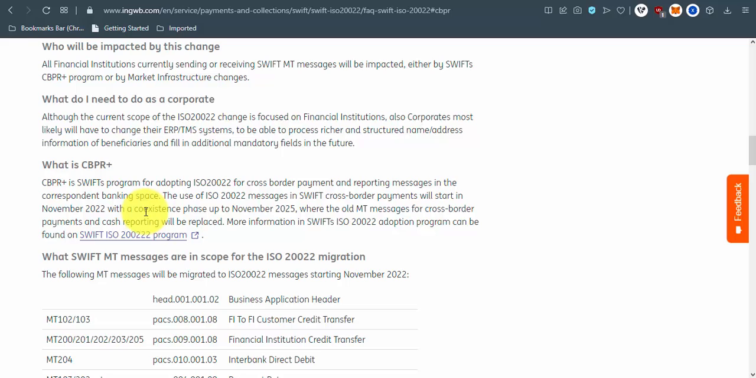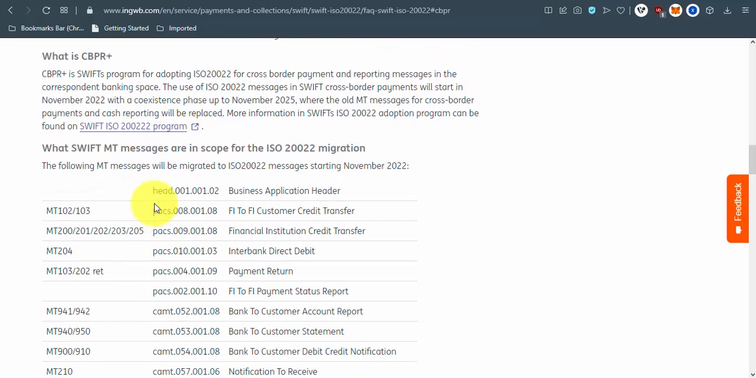So what Swift is going to be doing is, because the Eurozone is migrating in 2022 and all the direct banks that are connected to the Eurozone's RTGS system are going to be migrating in November 2022, all the other correspondent banks that are still going to be using the old MT messages for cross-border payments, Swift is going to come up with a solution to help these banks. And that's what Swift is going to be doing. I'm going to discuss more on this in this video, but let's check this out.